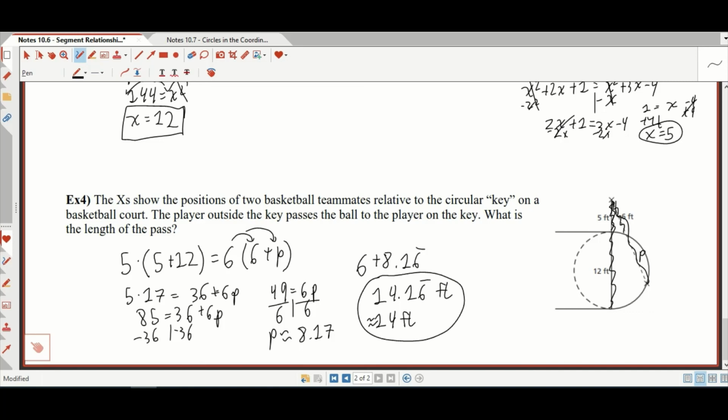Whew, and there it is, folks. Some strange but true things about the secant and segment relationships in and around circles. I hope you learned a bunch.